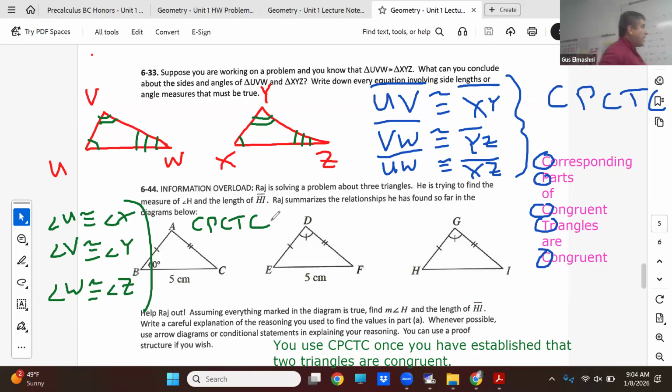So U and X are corresponding parts. V and Y are corresponding parts. W and Z are corresponding parts. These are corresponding, sorry, triangles, so naturally these have to be the same. We're going to see this in action in a proof in a separate worksheet in a moment. Okay, so hopefully that's okay there.